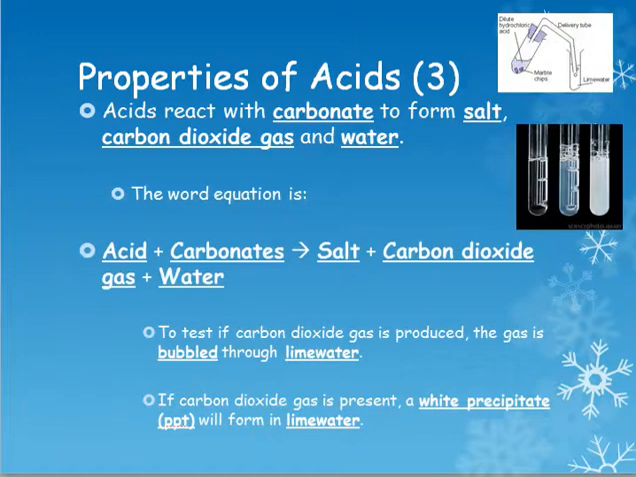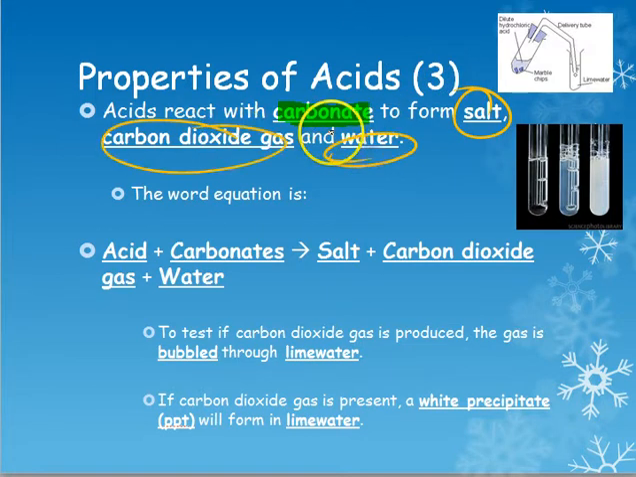Next property of acid: acid reacts with carbonate to form three things here: salt, carbon dioxide gas, and water. So yes, you can see the equation is a little bit long. Acid plus carbonate gives you salt, carbon dioxide plus water. Just now we learned how to test for hydrogen gas. Now here we will learn to test for carbon dioxide. So how do we test for carbon dioxide? We bubble the gas through lime water.